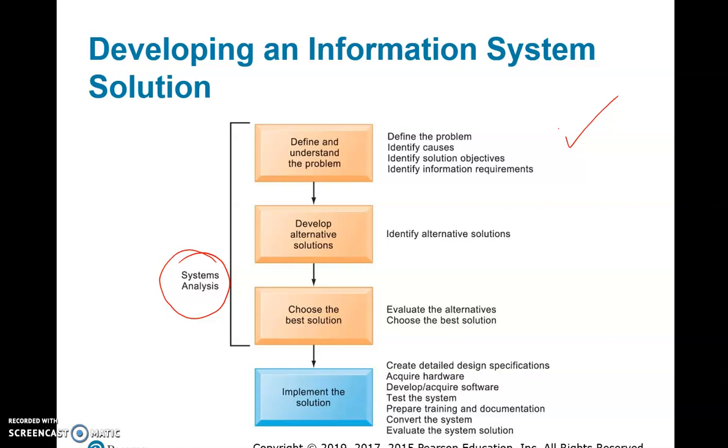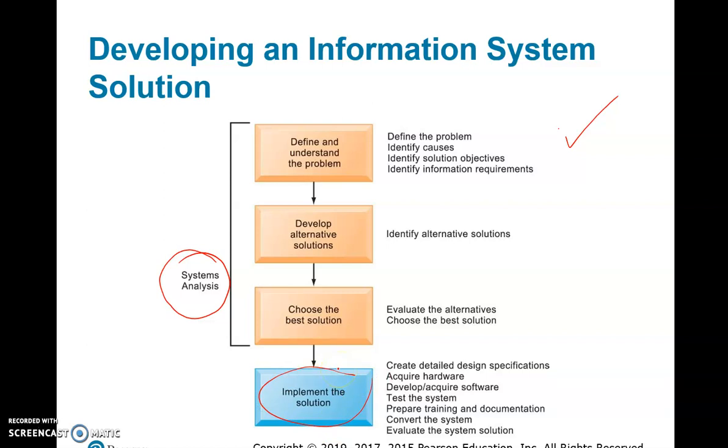The next thing is once you define and understand the problem, then you can identify alternate solutions. So it is not one solution. Usually it is a team of people with many ideas or varied backgrounds who can identify alternate solutions. After identifying the alternate solutions, the team can choose the best solution by evaluating the alternatives. Once they choose the solution, then implementation is the next thing to do.